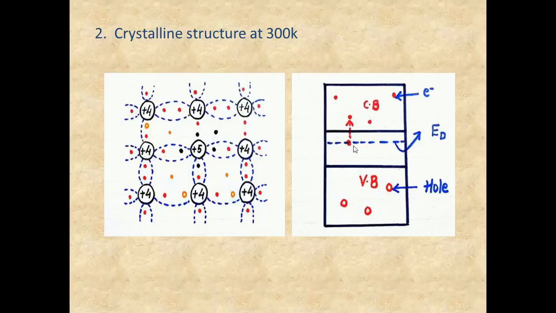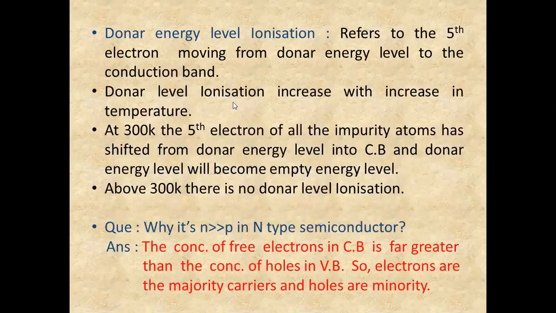So what happens at 300 Kelvin? As temperature increases from 0 to 300 Kelvin, the fifth electron will move from the donor energy level into the conduction band. As you can see here, I have shown with the arrow that it's moving towards the conduction band, and this process is because of donor level ionization. Now what is donor level ionization? Donor level ionization refers to the fifth electron moving from the donor energy level to the conduction band. This is known as donor level ionization.